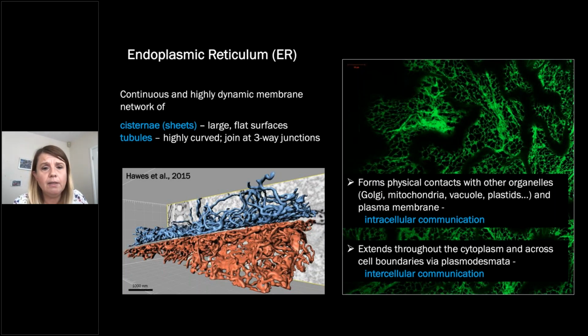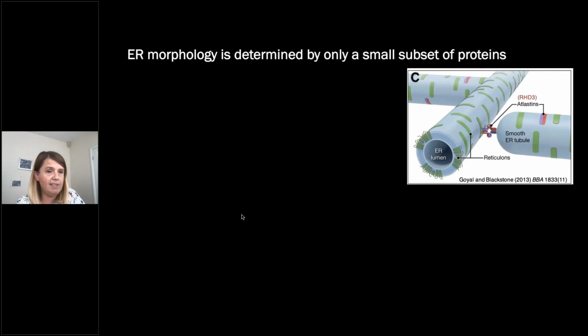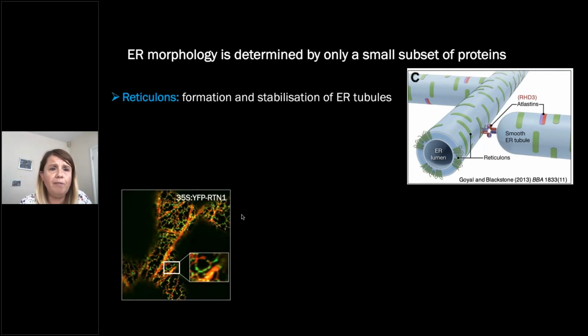Okay. So despite its complex shape, there is actually only a handful of proteins known to be involved in forming the ER morphology, and these fall into 3 main families. First of all, we have the reticulon family of proteins, which are involved in the formation and stabilization of ER tubules, and consequently they're mainly localized in tubules, but are also present on the curved edges of sheets.